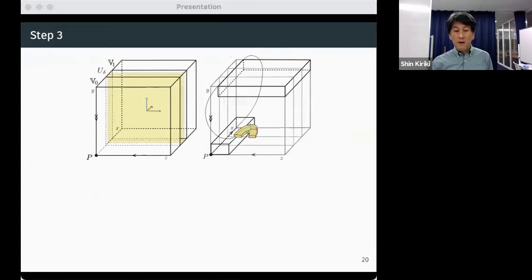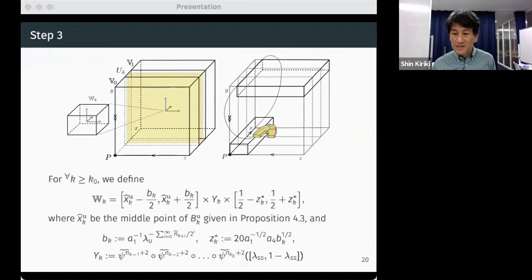In the final step, we obtain a wandering domain using the previous proposition. In fact, for any large K, let us take a small cube WK in the yellow region as follows. Here X hat is the middle point of some unstable bridge given in the previous proposition, and bk and zk asterisk are constants defined like that. These constants are given in the previous proposition. Moreover, yk is just a forward image of the strong stable biggest gap by projected dynamics along the strong stable direction. By using this cube, we have the following important theorem.